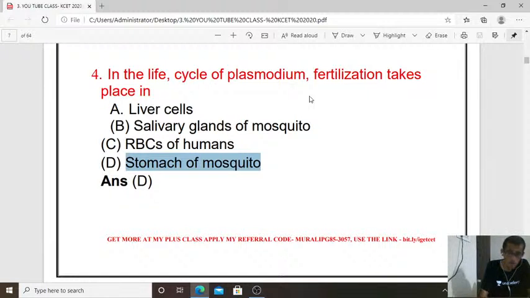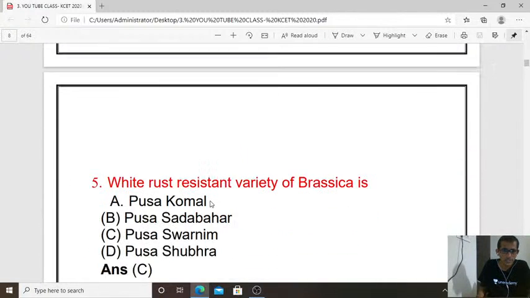As a result of fertilization, the zygote later gives the sporozoite. Prior to the fertilization, gamete formation is in the human body, in the RBC. Along with that, hemozoin is produced. That hemozoin is identified in the case of the malaria test, isn't it? So the stomach of the mosquito is the site where fertilization takes place. So next, question number 5.